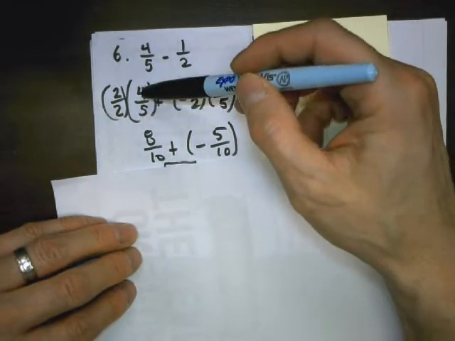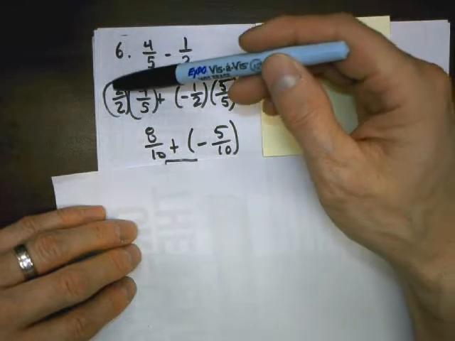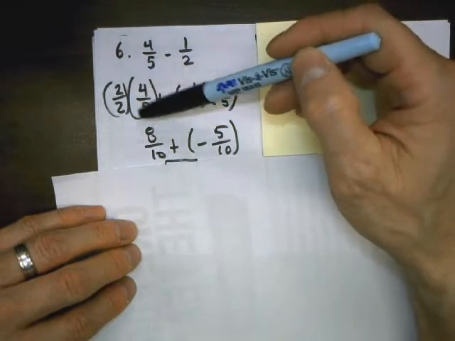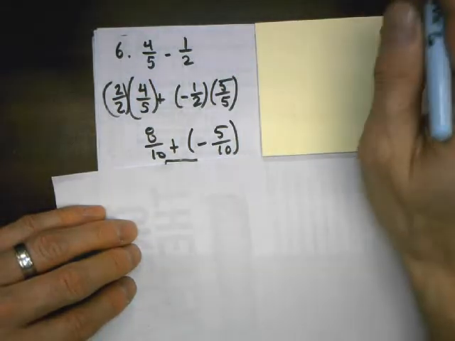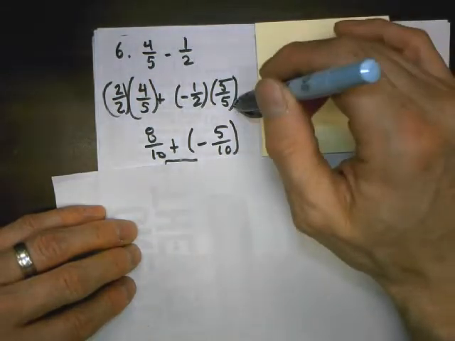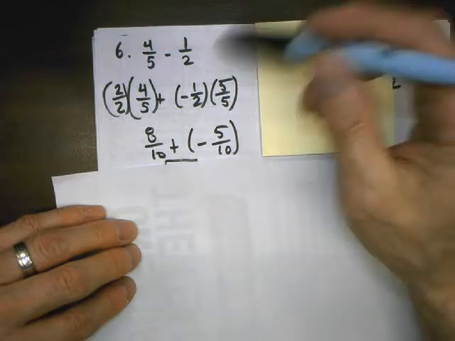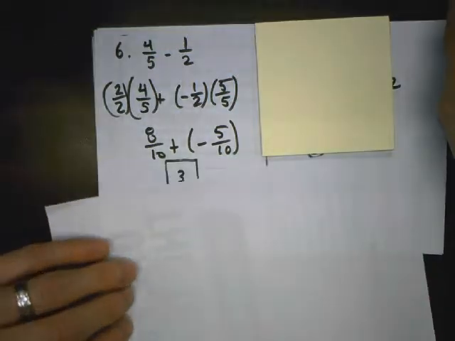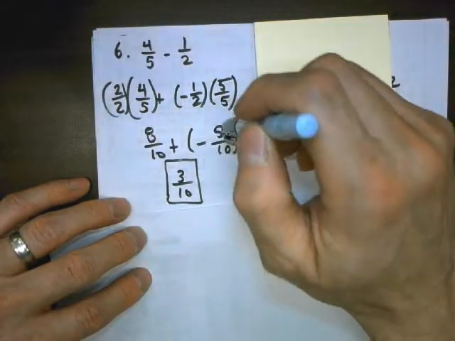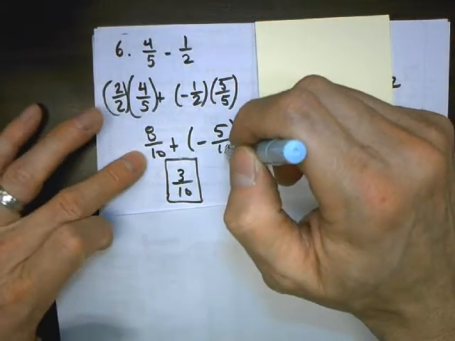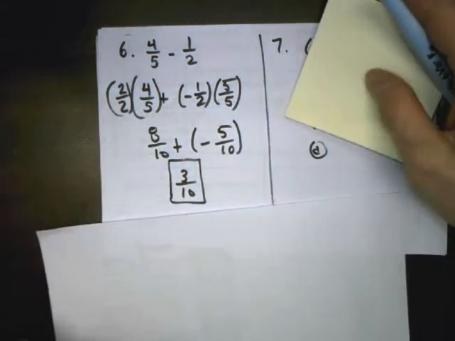In other words, 4/5 is the same fraction as 2 times 4 is 8 over 2 times 5 is 10. 8/10 is 4/5. Do the same thing over here, but I got to use a 5 this time to get my denominator of 10. Now that I have the same bottom number, they're the same size pieces, I can add the numerators. 8 plus negative 5 is 3, and I keep the same bottom number. And there's my answer.